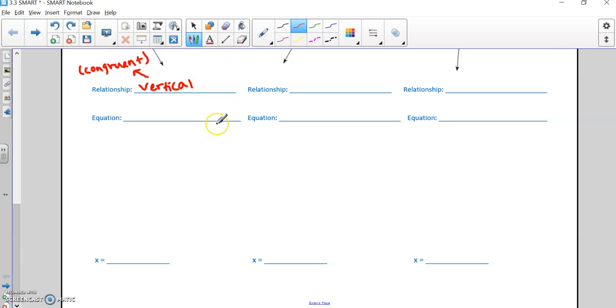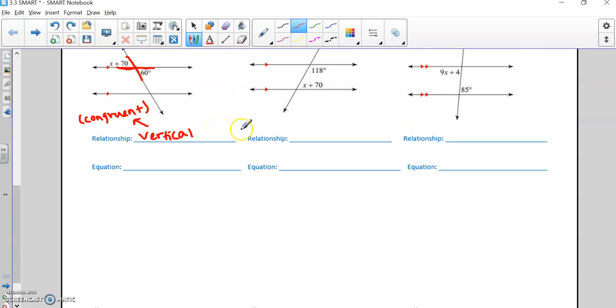We will set our angles equal to each other. So let's say that we have x plus 70, and that's going to equal 60. Okay, this is my one angle, this is the other. So that's the equation that we're working with. Once we set that up, we can go ahead and solve for x using it.